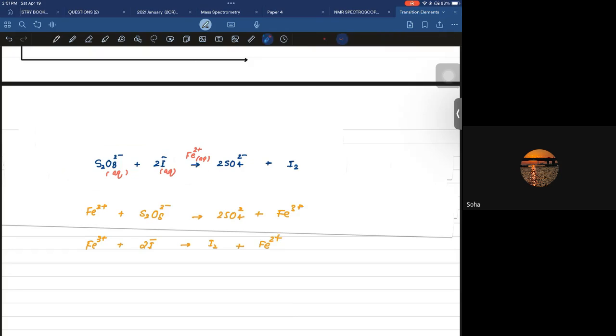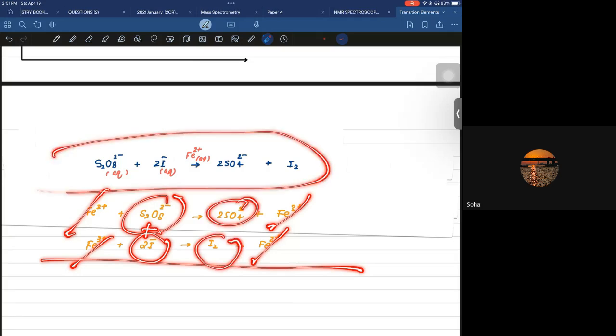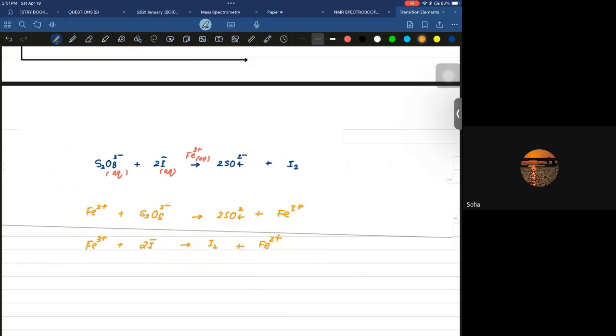You can see, if you add these two equations, it would be cancelling each other. This is cancelled. This plus this, then this and this. You can see your overall equation. So this is the way how the homogeneous catalyst works.